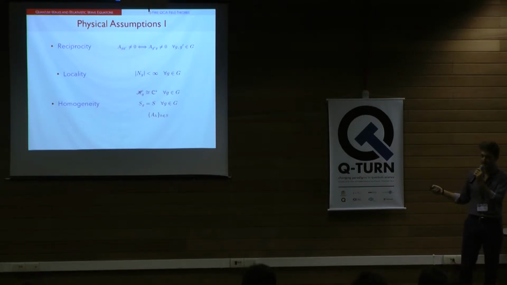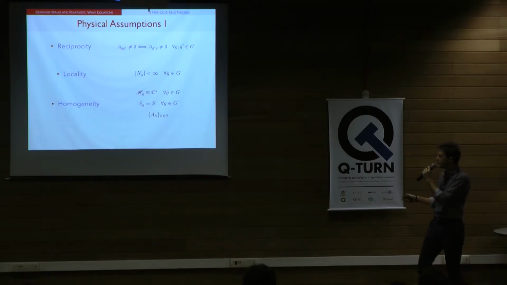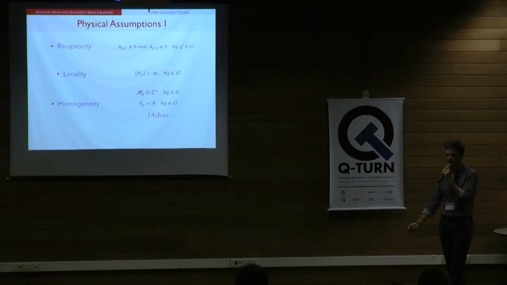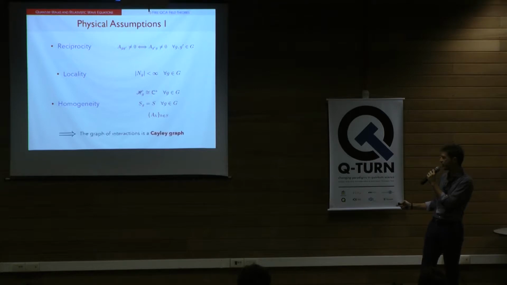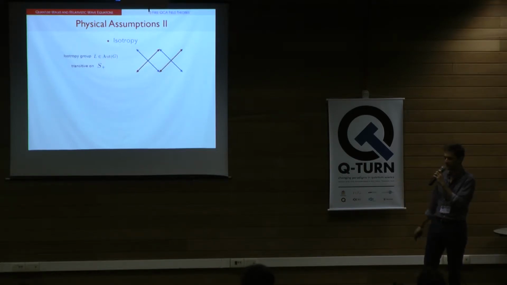We want this physical law to be homogeneous, the same for each node. The Hilbert space of the coin system is the same, and also the transition matrices, so the physical law, the flow of information along the node, is the same for each node. And this very physical assumption of homogeneity implies that the graph of interaction is a Cayley graph, and I will explain later what this is.